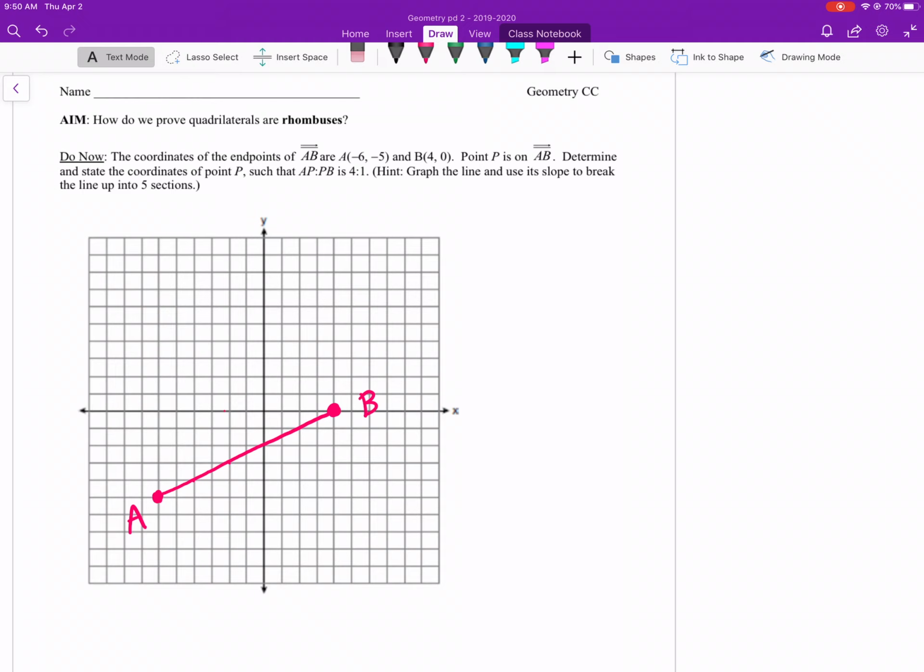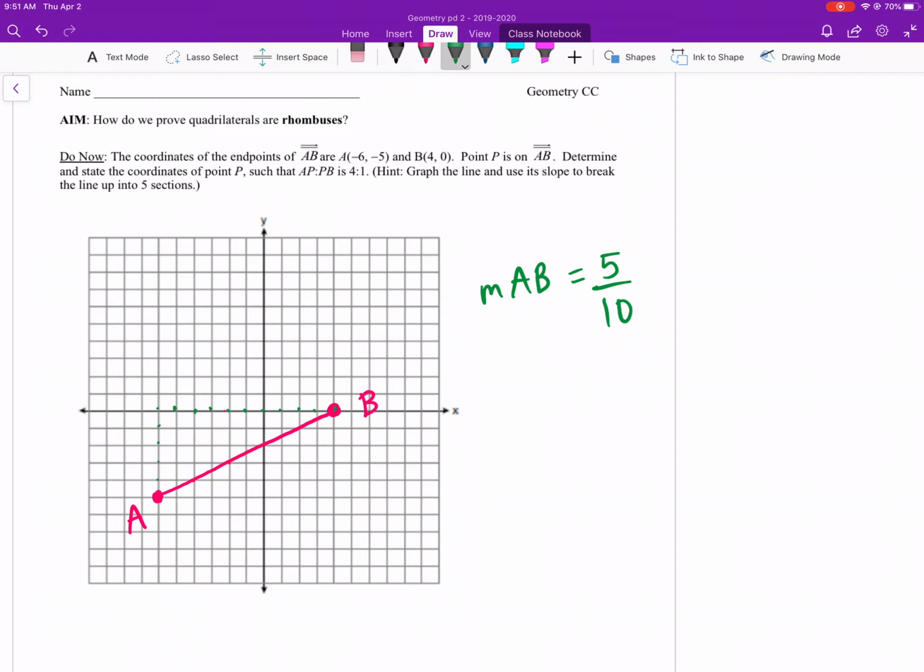And I left you a hint there that says graph the line and use its slope to break the line up into 5 sections. So this was our lesson from a couple days ago where we divided up a segment into a certain ratio. So start with finding your slope of AB, which will be up 1, 2, 3, 4, 5, and then to the right 10. Make sure you simplify that slope.